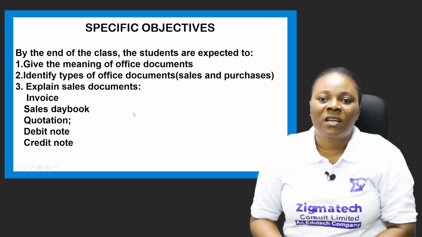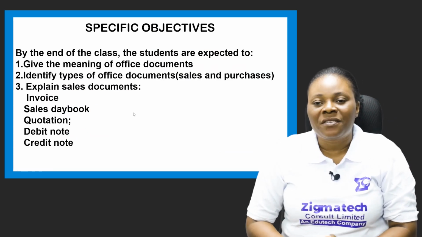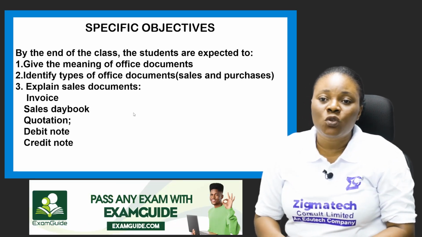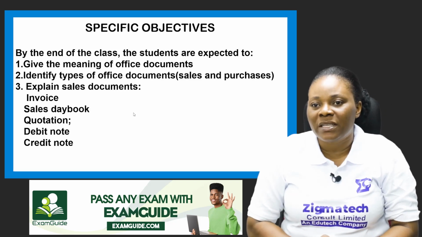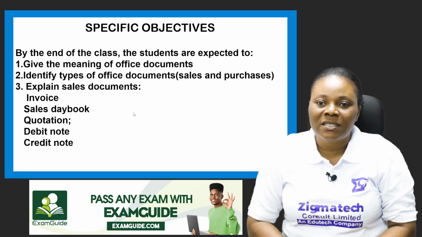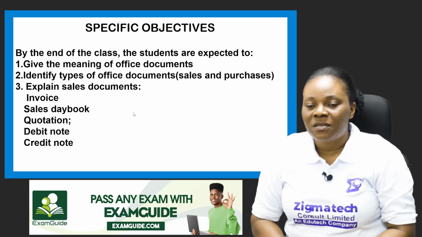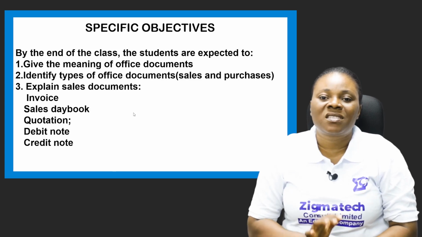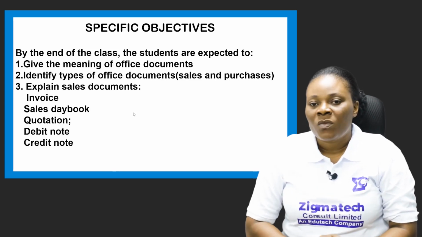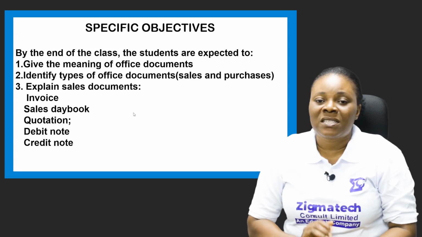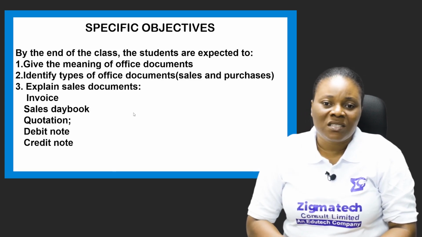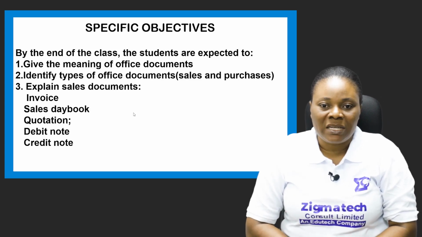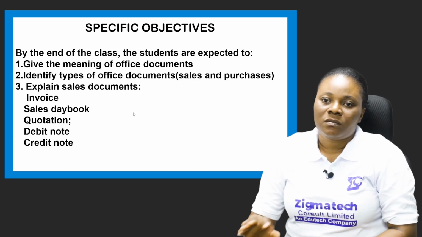By the end of the lesson, you should be able to define office documents and identify the 2 major types of office documents, which are the sales documents and the purchase documents. But for today's class, since this is part 1, we'll be looking at the sales documents. We'll look at various sales documents and explain their uses. The first ones are the invoice, the sales daybook, quotation, debit note, and the credit note.